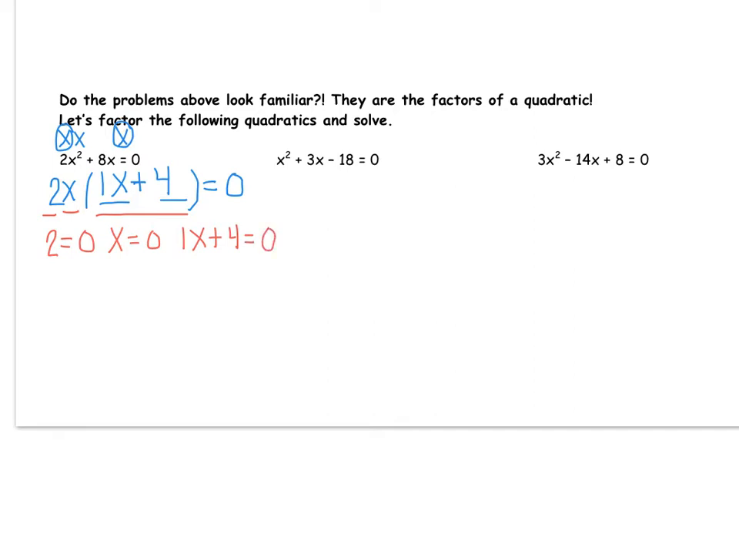Now let's think about this. Does 2 equal 0? Does that even make sense? Hopefully your answer is no, so I just cross it out. X equals 0. Is that already solved for the variable? Yes. X equals 0 is our first answer. Here, our next problem, 1x plus 4, I need to solve for x. So I need to first undo that 4, so minus 4.